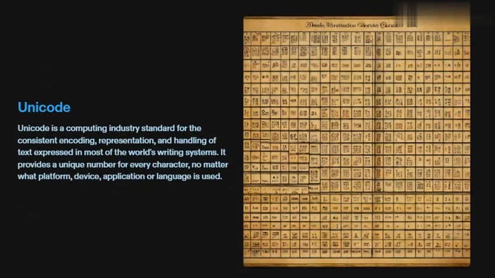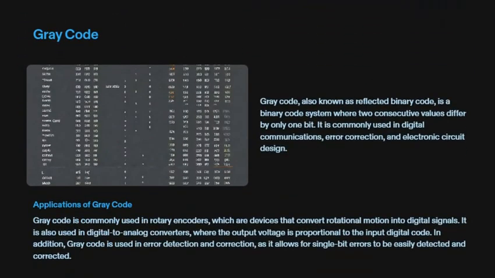Next up, we have Unicode. Unicode is a computing industry standard for the consistent encoding, representation, and handling of text expressed in most of the world's writing systems. It provides a unique number for every character, no matter what platform, device, application, or language is used. So Unicode is a universal code in the computing industry for encoding, representing, and handling of text. So text expressed in the form of Unicode is widely used on every platform without any problems.